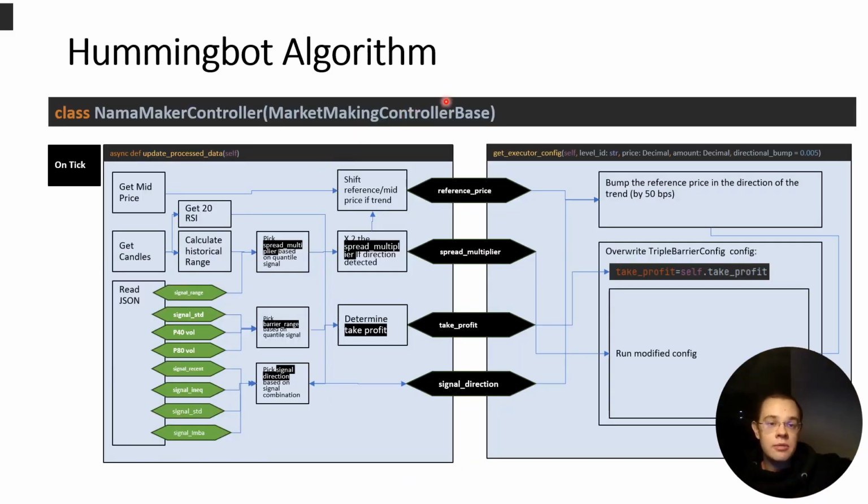So what does the algorithm do? We are using a market making controller, and we modify the script. It is doing a bunch of complicated things, but the outcome of it is that we force a different take profit into our triple barrier config. We move our reference price based on the signal and the spread. We use different spreads based on our spreads prediction.